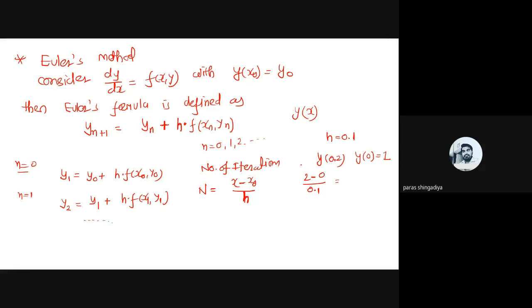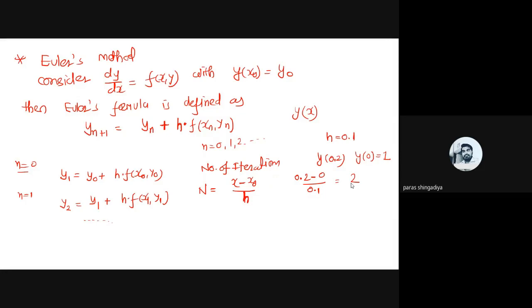So let us take y of 0.2 to derive, with the step size 0.1 and the initial condition y of 0 is equal to 1, means x0 is equal to 0 and y0 is equal to 1. So what will be the answer? 0.2 minus 0 divided by 0.1, that will be 2. Clear? Means 2 iterations are required to predict y of 0.2. Directly we cannot get the final output of y of 0.2. We'll reach it by the step size. First we'll predict y1 and after that we'll predict y2.